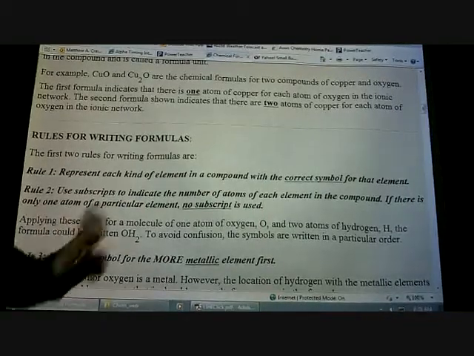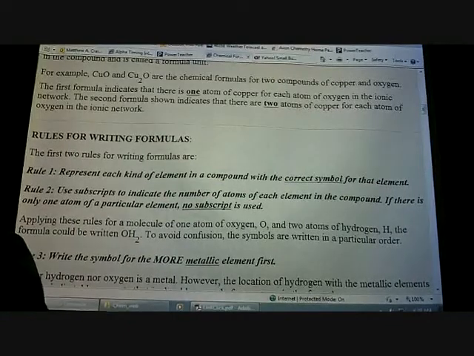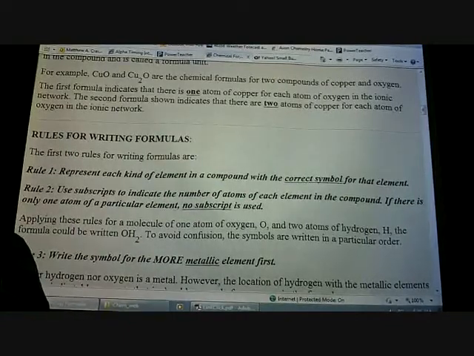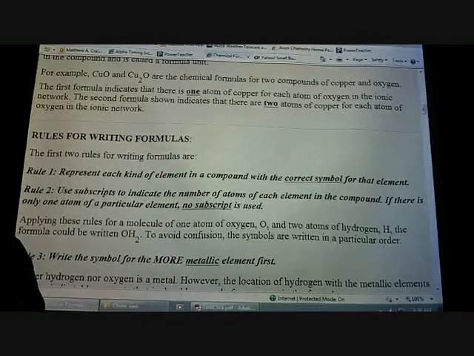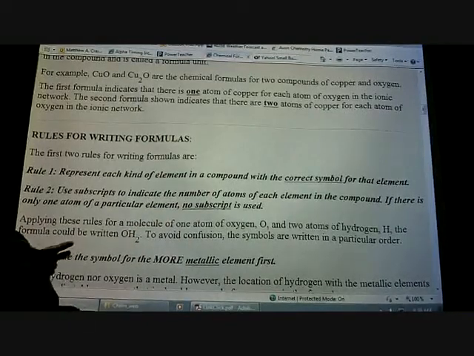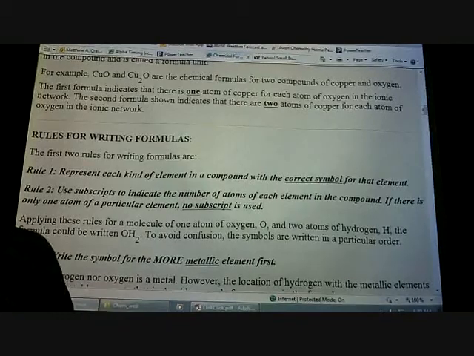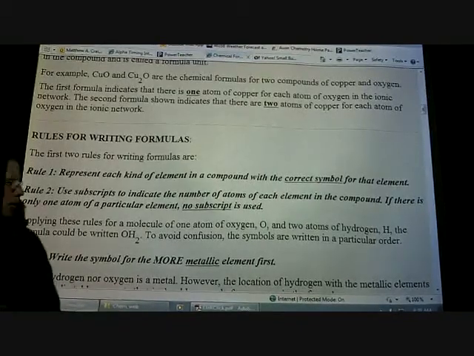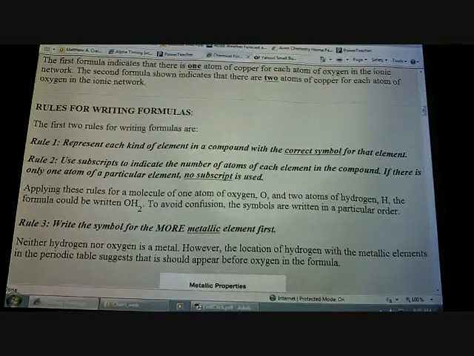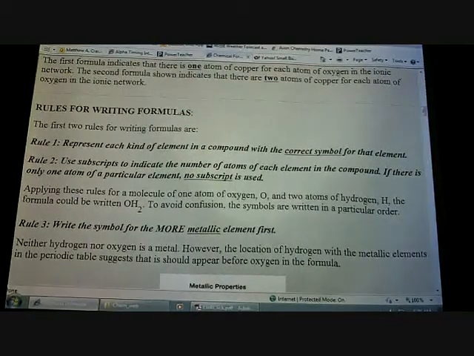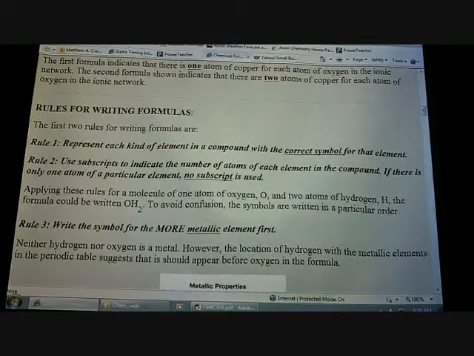Number 2, use subscripts to indicate how many of the atoms you're going to use, unless the subscript is 1. In that case, don't use a subscript. If you have at least one representative, you've got it. If you need to show more than one, then put it.